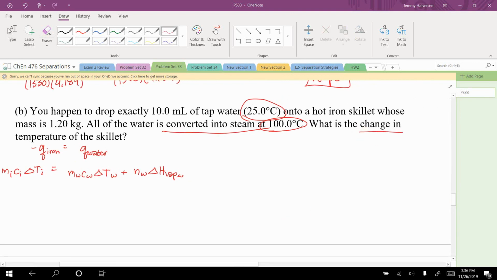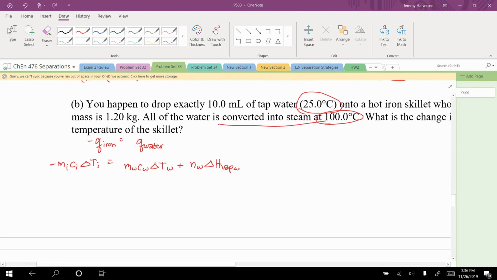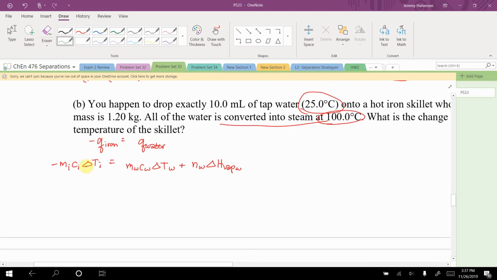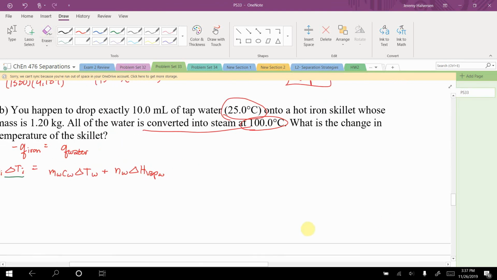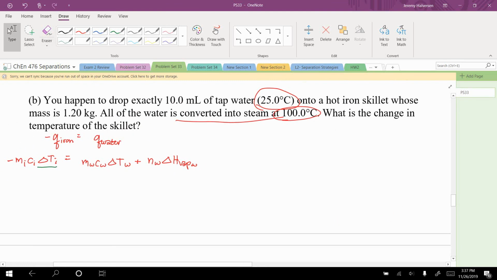I'm trying to find the change in temperature of the skillet. So this is my goal. Do I have the mass of my skillet? Yes. Do I have the specific heat of my skillet? No, I don't. Remember what I told you. If they don't give you a specific heat that you need, you can just look it up. In this case, the skillet's iron, so I would just Google specific heat of iron.